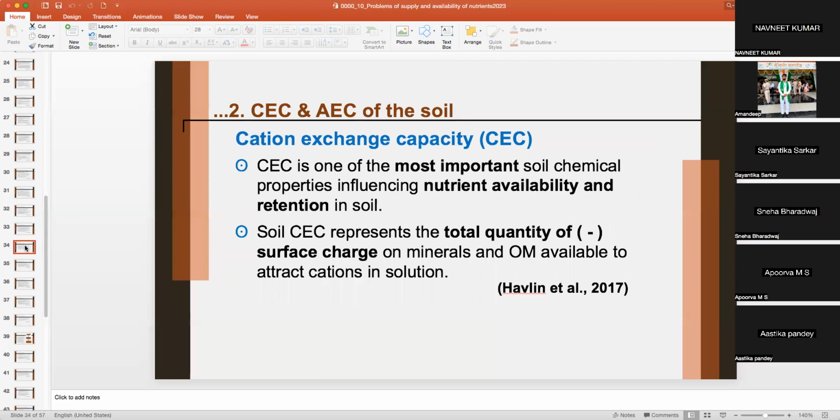Now we'll take one by one. Now, cation exchange capacity again. Cation exchange capacity is one of the most important soil chemical properties influencing nutrient availability and retention in soil. Very, very important. Soil cation exchange capacity represents the total quantity of negative surface charge on minerals and organic material available to attract cations in solution. Or simply, you can define it as the capacity of 100 gram soil to hold cations.